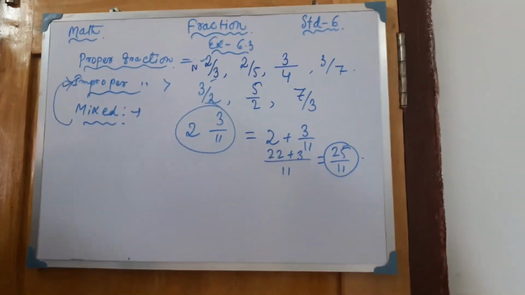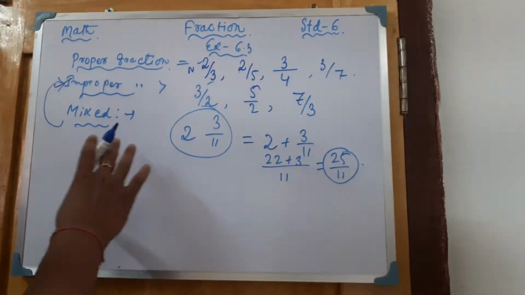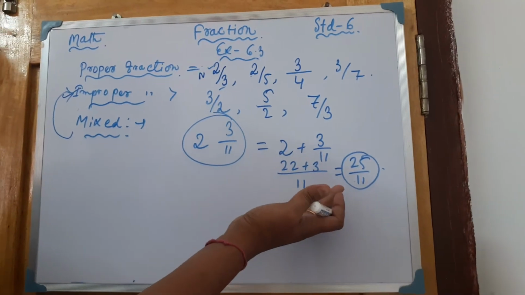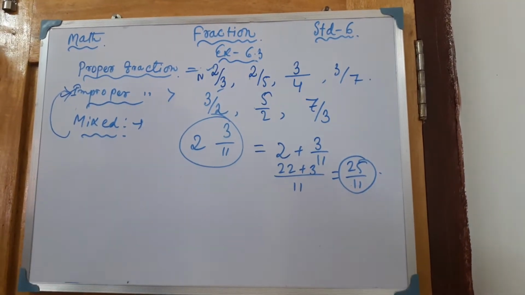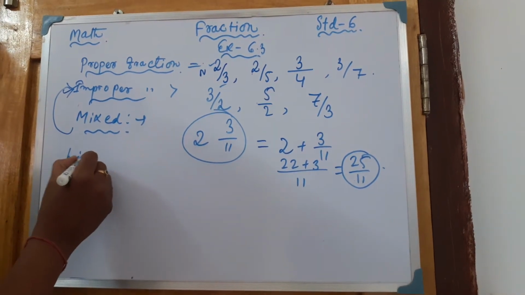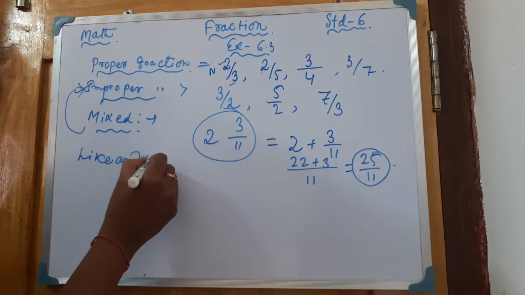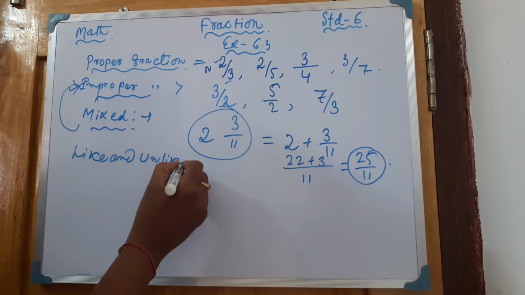Next one, converting the mixed fraction into the improper fraction. So that I told here, this is the conversion. How can you convert the mixed fraction into the improper fraction? Next one, very important: like and unlike fractions.